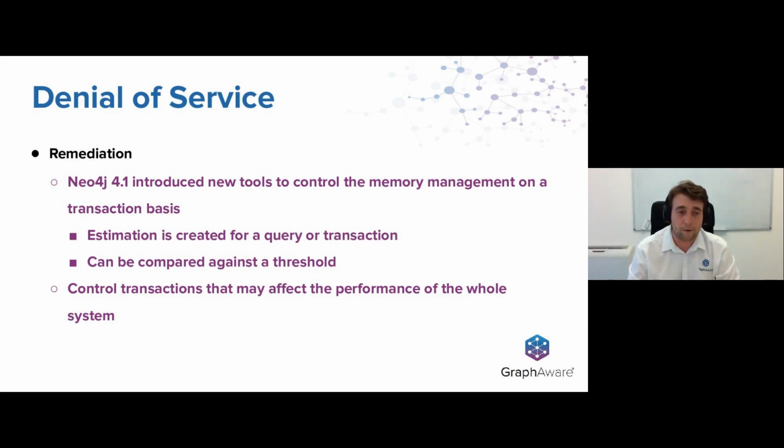How it works, I will do a small demo later, but it makes an estimation of the amount of memory a query, or actually a transaction, would take. And it can be compared against a threshold that you set in your Neo4j configuration. So in case the estimation says this query is higher than this threshold, then the query would be killed or prevented from running. So this is very, very important for the stability of multi-database deployments of Neo4j.